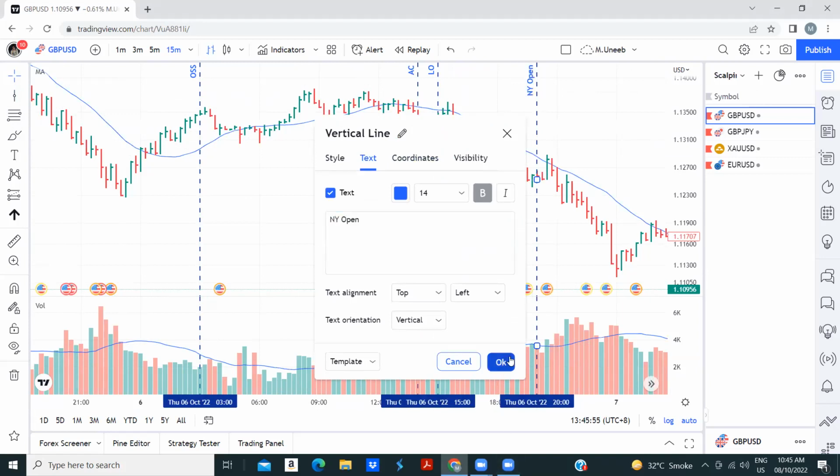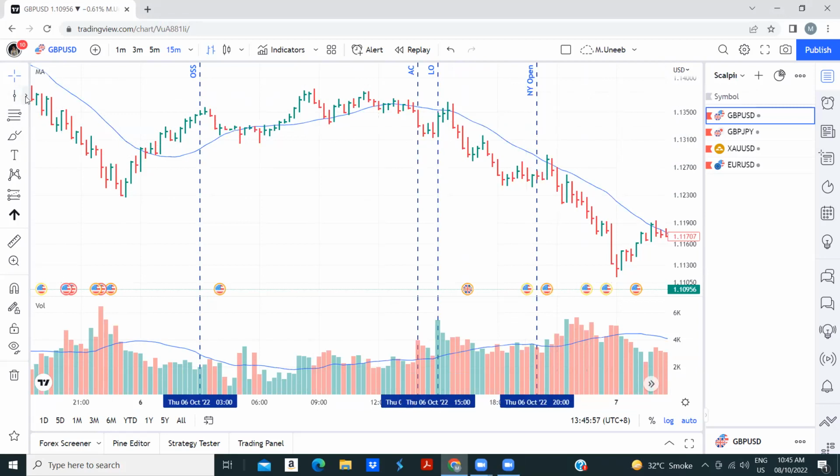Now you will see how things will become clear. Now, what do I see here? A very simple step. Just follow the overnight session. We don't need to follow the bias here. All we need to do is to follow what's happening during the overnight session to make sense where the price would go during the NY session. The highest point here is this one, right? And the lowest point is this one.